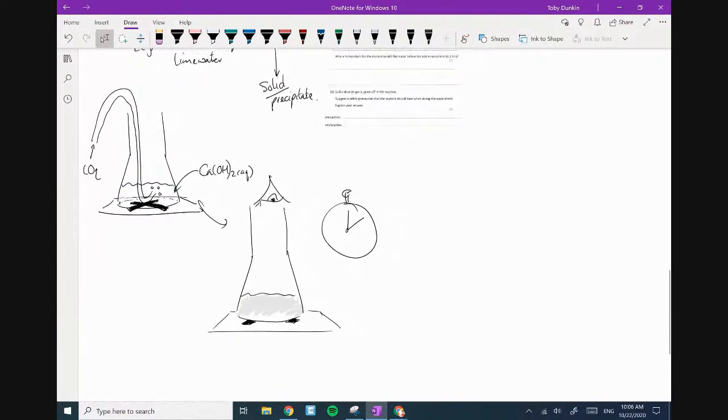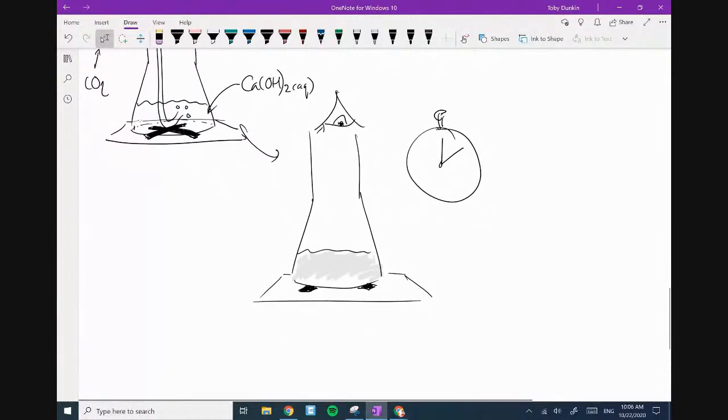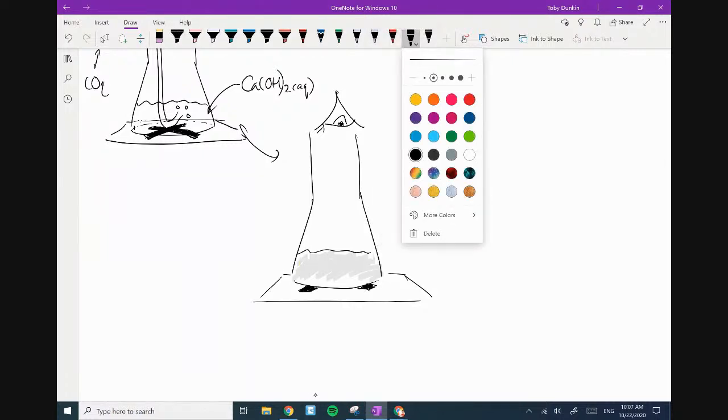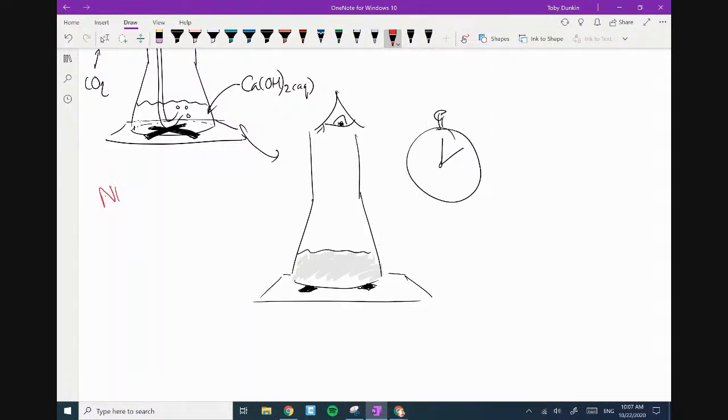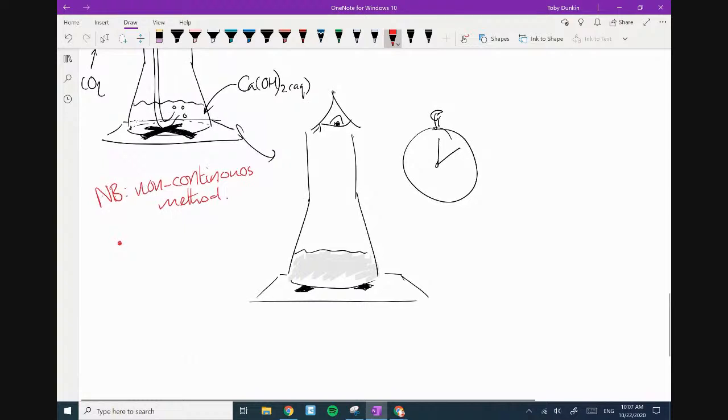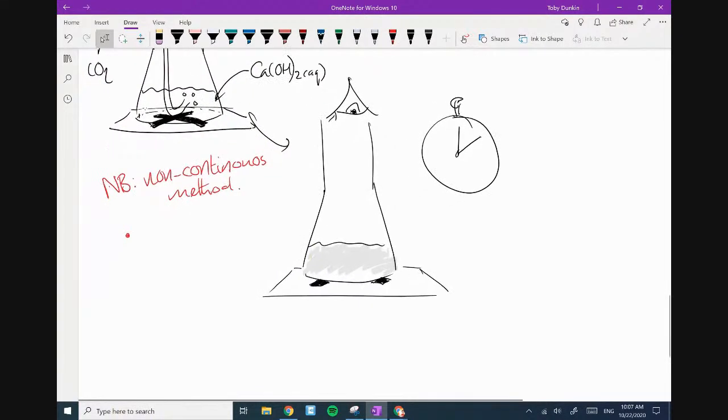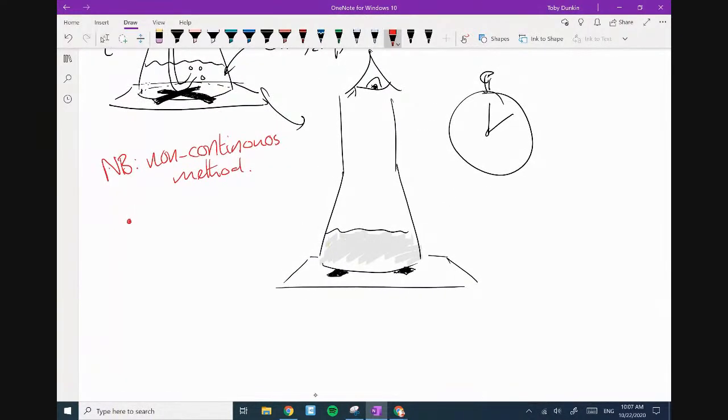Now, this method has a limitation. Nota bene: it is a non-continuous method of measuring rates. Continuous means the numbers are just continuing and you can take a reading every second. But also, there's only one value. And what that means is it changes the rate equation. One time.